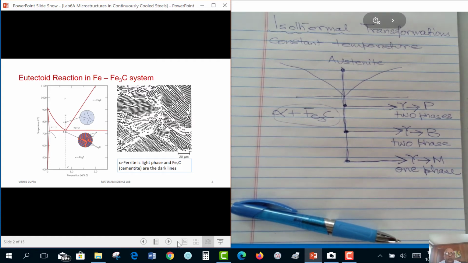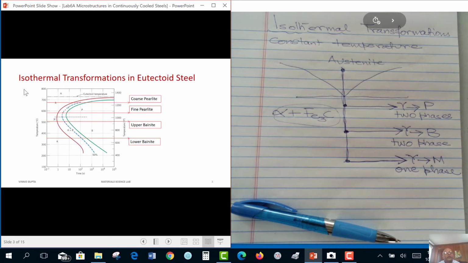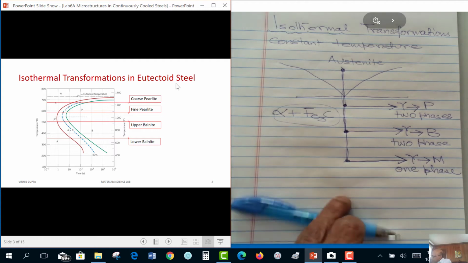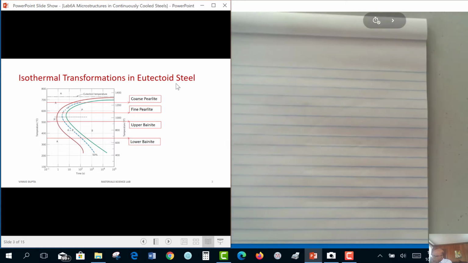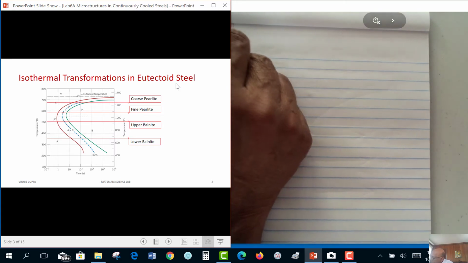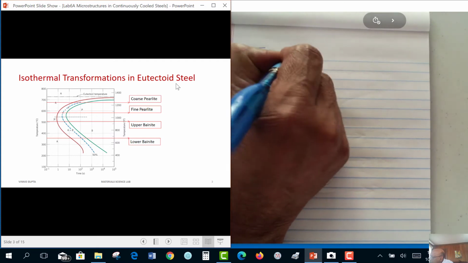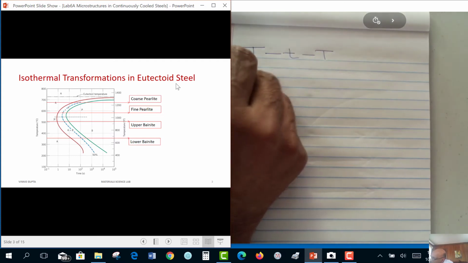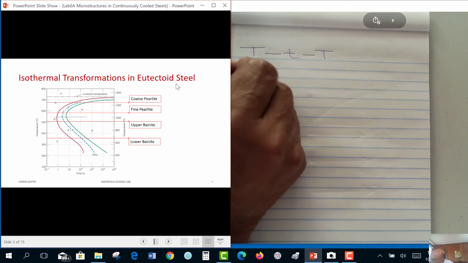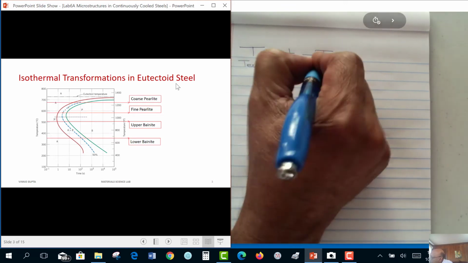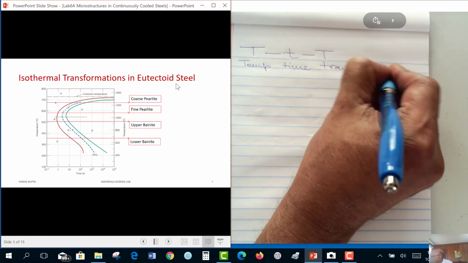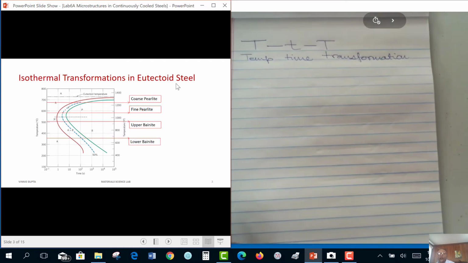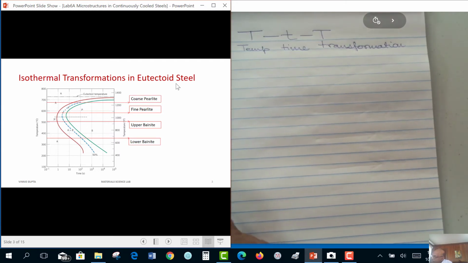So what we do is we construct these isothermal transformation diagrams in eutectoid steel. These isothermal transformation diagrams are also called TTT diagrams, where it stands for temperature, time, and transformation. So previously, when we slowly cooled it, time didn't play a role. Now time plays a role.